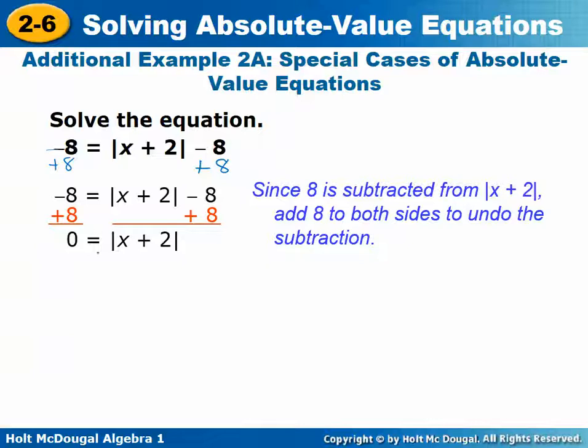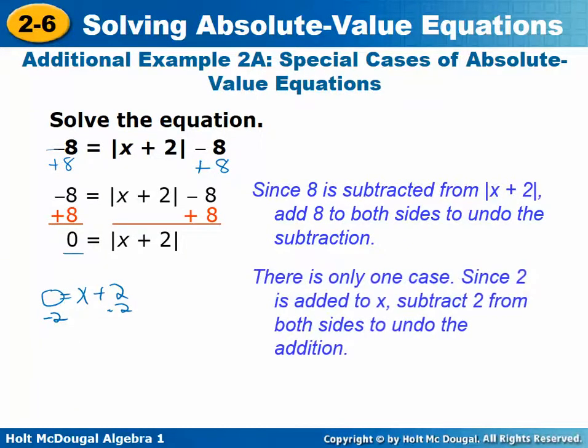If you ever have an absolute value equal to 0, there's only going to be one case because you can't do a positive case and a negative case for 0. All you can do is write your one equation and then solve the one equation. So we subtract 2 from both sides and we get x equals negative 2. And this is an example where you'll only have one solution for your absolute value equation.